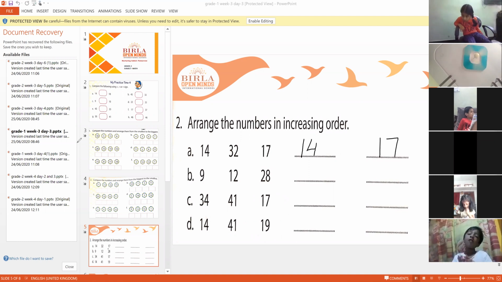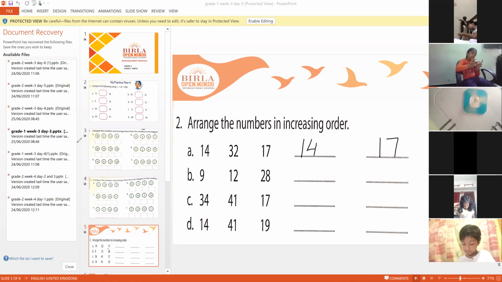Now, Suryansh, you tell me the answer for B bit. Tell me the answer for bit number B. Which is the smallest number, Suryansh? Smallest number is 9. 9, 12 or 28? Tell me fast, say it loudly. 9.